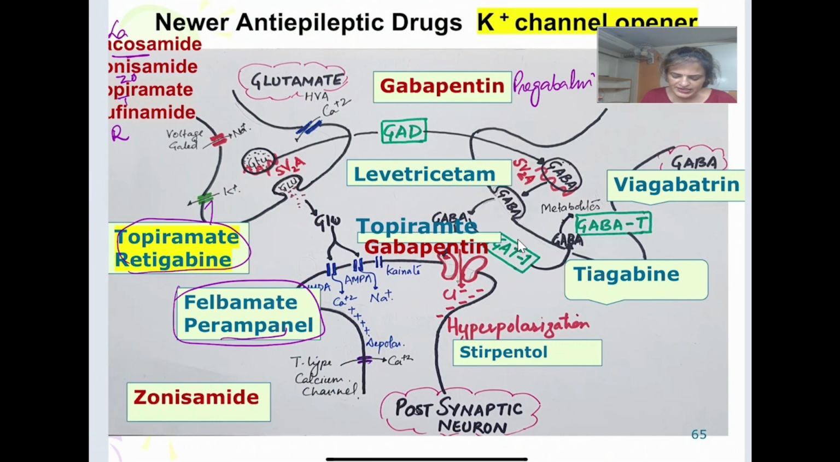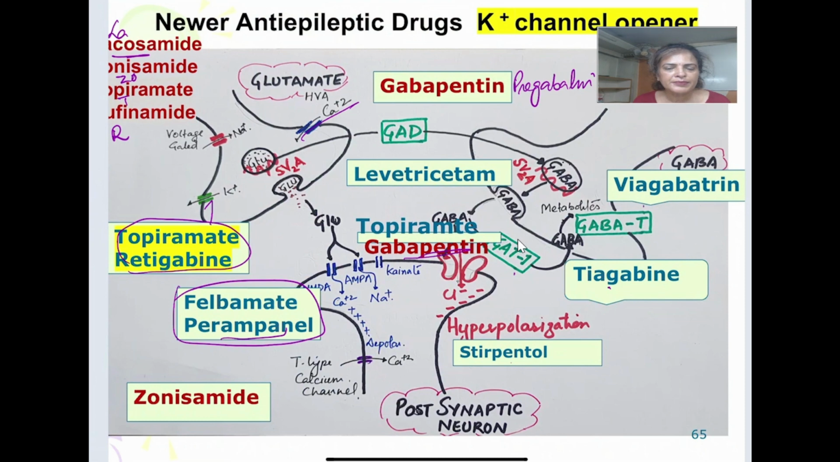They are going to increase the release of this plus inhibit the release of glutamate. Then we have this stiripentol, barbiturate derivative, tiagabine, GAT like GABA transporter 1 inhibitor, vigabatrin that is going to inhibit the transaminase. Just now I have explained.